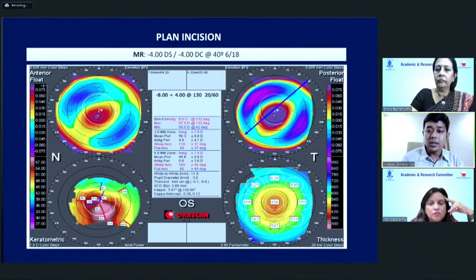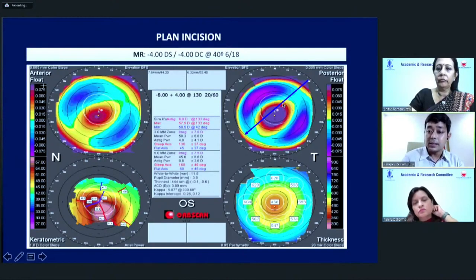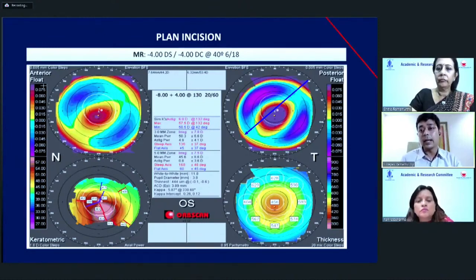When planning the incision, we look at 4 parameters. One, after transposition, on the topography, the steep axis, and on the subjective refraction, the steep axis. Then 2 other parameters. On the posterior float, from the central point to the maximal point, we draw a line and extend it in both directions. This gives you the flat axis, and the line perpendicular to that gives you the steep axis. Similarly, on pachymetry, take the thinnest point and the central point and draw a line on either side, and perpendicular to that is likely to give you the steep axis.